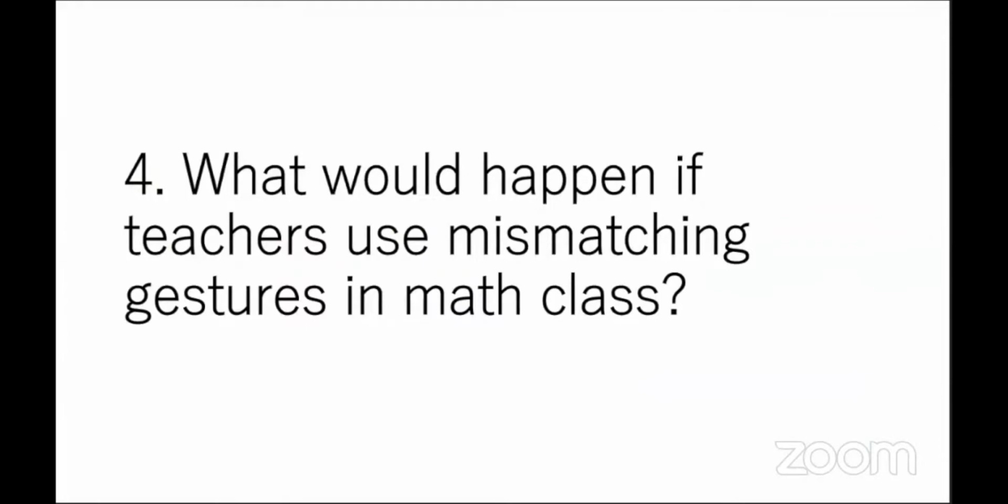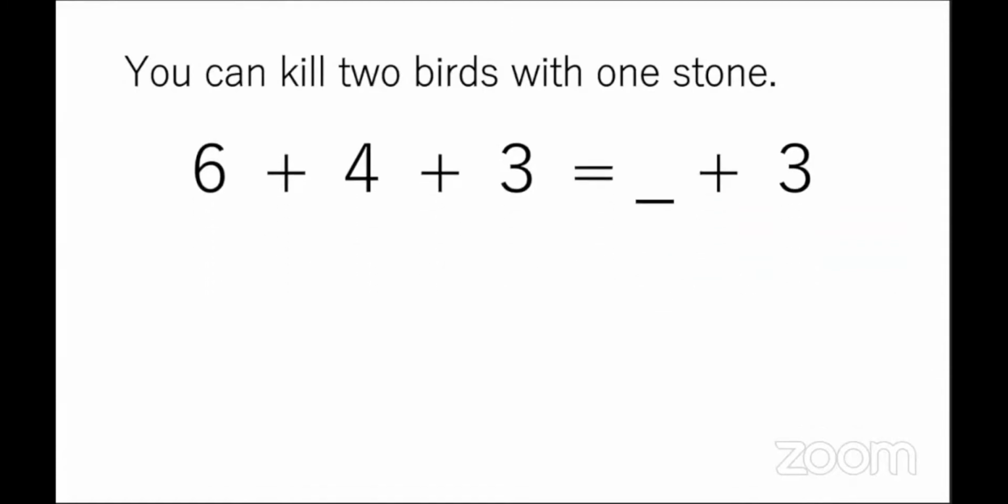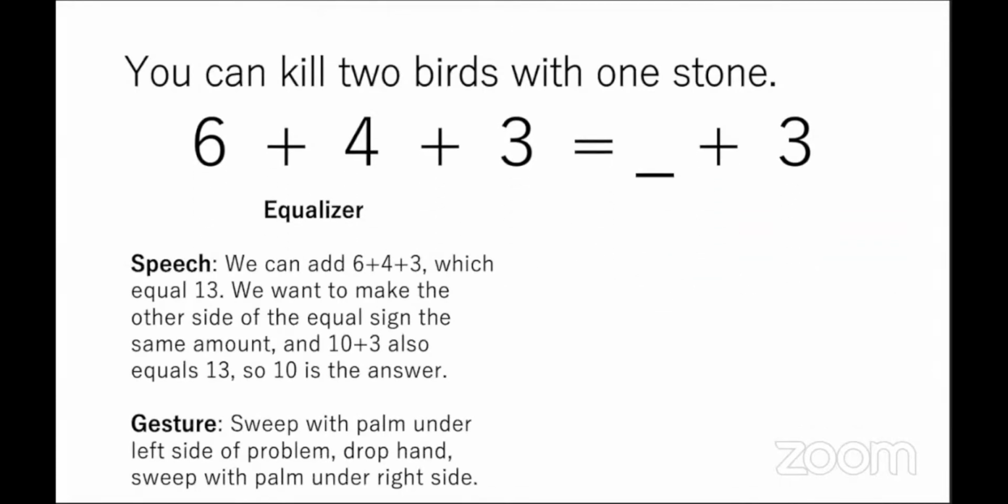Okay. So here's a simple equation. I hope everybody is able to solve this problem easily. There are two ways to solve this problem. One is called equalizer. Okay, so if we use equalizer, the teacher may explain something like, we can add 6 plus 4 plus 3, which equals 13. We want to make the other side of the equal sign the same amount, and 10 plus 3 also equals 13, so 10 is the answer.